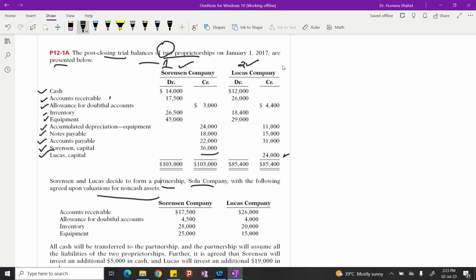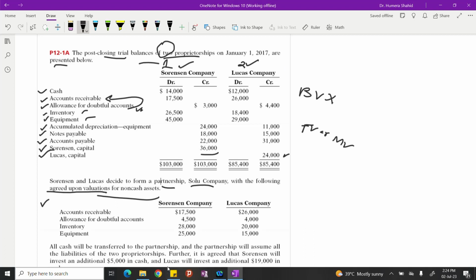Can you check? We have accounts receivable, we have inventory, we have equipment. These are non-cash assets. And also we have allowances, which are associated with accounts receivable. They are contra assets. So for these non-cash assets and their contra, they get these agreed upon values. Agreed upon values means market valuation. And we know that we don't consider the book value, we consider fair value or market value, no more book value, right? So let's check it out.